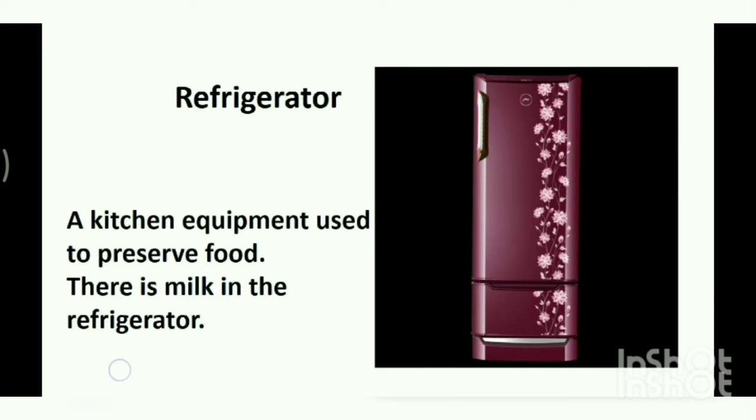The next picture is the refrigerator. I guess all of you have a refrigerator at home, right? What is a refrigerator used for? Can anybody tell, ma'am? Okay, let me tell you. It is a kitchen equipment. It is used to preserve food. Okay, so now I'm going to make a sentence with the word refrigerator. There is milk in the refrigerator.